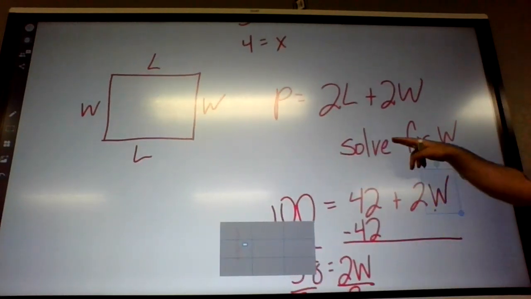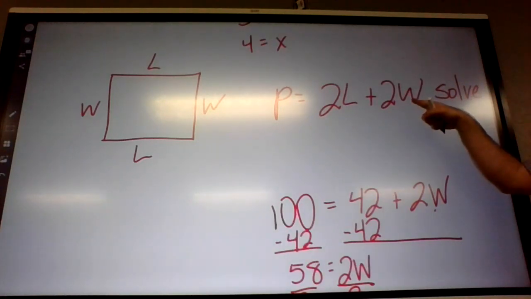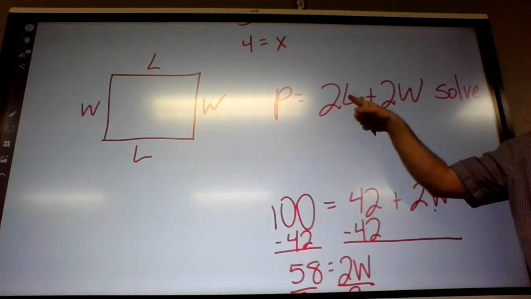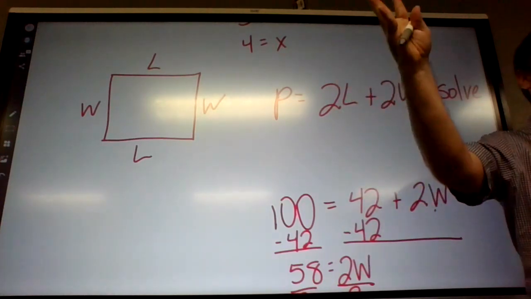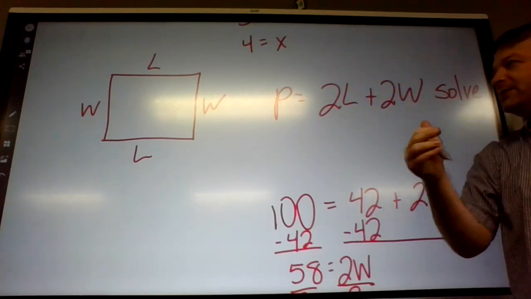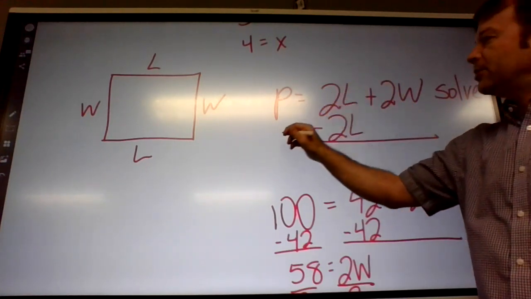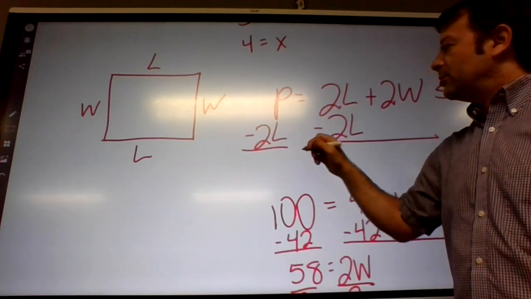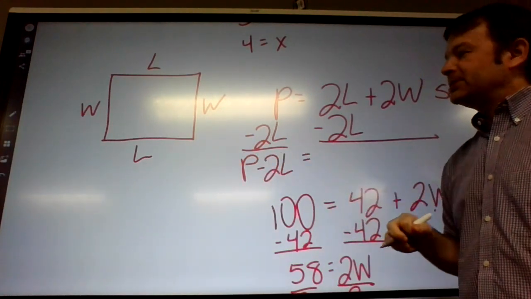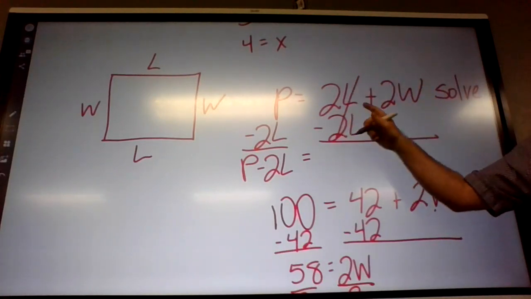Okay, we're going to do the same thing for this, but now we're solving for W. So what should I do first? Subtract. Okay, you're right. How do I get rid of 2L? Kind of like when we had X's on both sides, you know how we subtracted it from both sides? You can subtract 2L from both sides. That'll go away. So what's P minus 2L? P minus 2L. Yeah, doesn't simplify, right? Don't know what it is. But that would be equal to 2W.